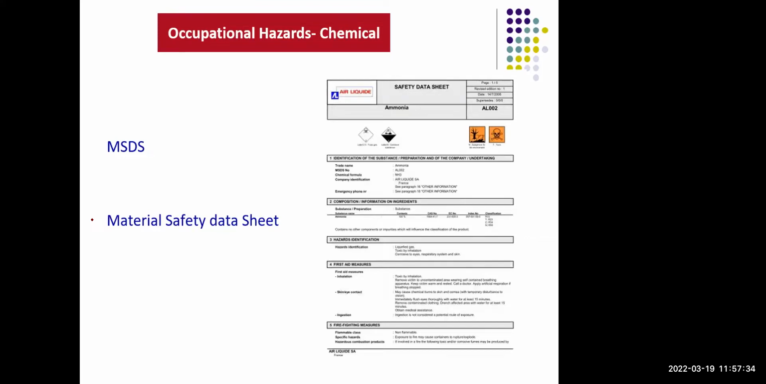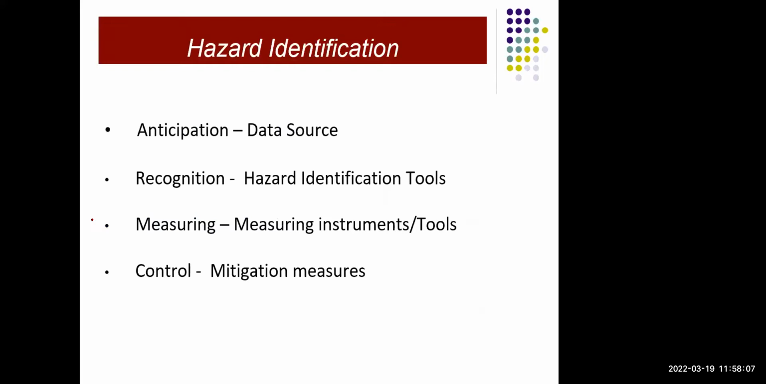The material safety data sheet is very important. Many times in audits I found it is not available with the doctor or the end user. It is available only with safety. Safety and the doctor should have the MSDS of all chemicals in the workplace. But the end user should have only the MSDS of the chemicals which they are using. He need not have everything. And the prominent hazards should be displayed at those locations.